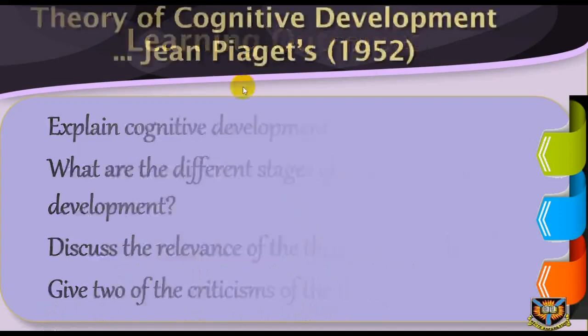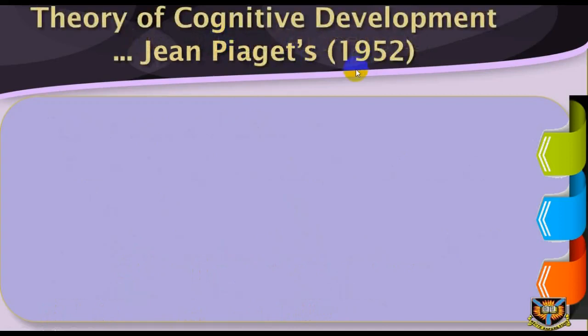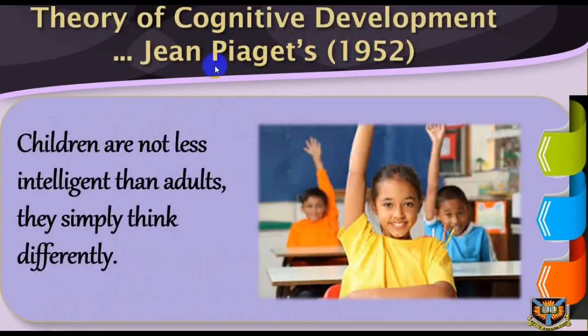Jean Piaget, 1952, Theory of Cognitive Development. Jean Piaget was born in Switzerland in 1896. He developed an interest in the intellectual development of children. Based upon his observation, he concluded that children were not less intelligent than adults. They simply think differently. Let's consider the following key concepts.